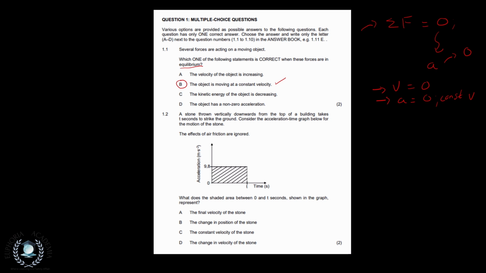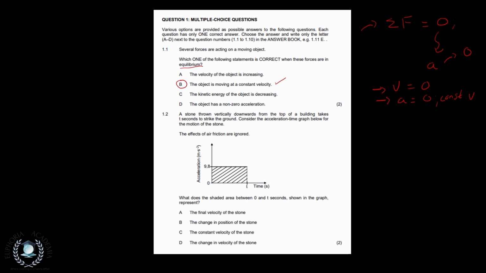Alright, let us move on to a kinematic question now. A stone is thrown vertically downwards from the top of a building and it takes t seconds to strike the ground. Consider the acceleration time graph below for the motion of the stone. The effects of air friction are ignored. So this is a one-dimensional projectile motion essentially. And we're asked, what does the shaded area between 0 and t seconds shown in the graph represent?